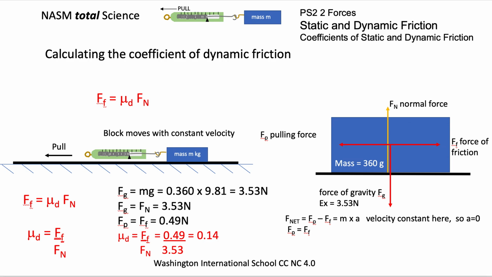And so you're putting in your numbers. You've got the force of gravity acting on the block again. You've got your force of gravity equal to your normal force here. And with a constant velocity, your pulling force is equal to your force of friction. And so we get the calculation for mu d, the coefficient of dynamic friction, being 0.14.